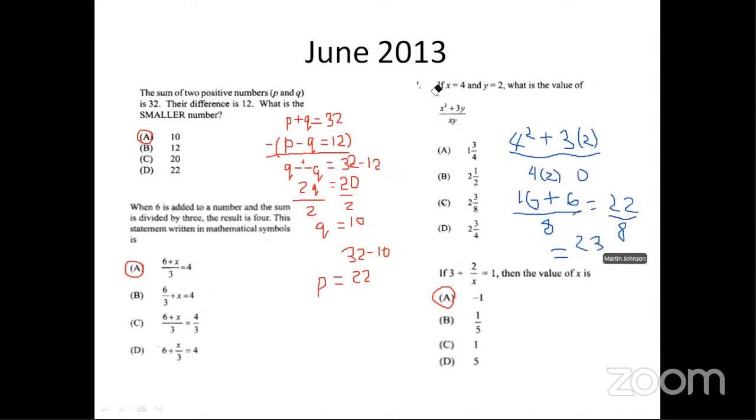That's not there, which means we need to reduce the fraction. So we use our 2 to reduce. 6 divided by 2 is 3, 8 divided by 2 is 4. So our answer is actually 3 over 4.